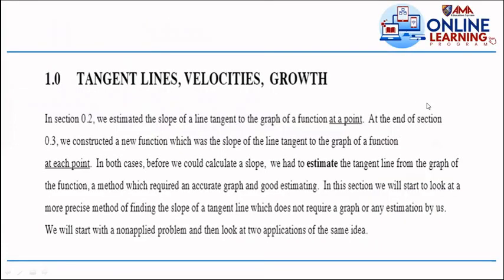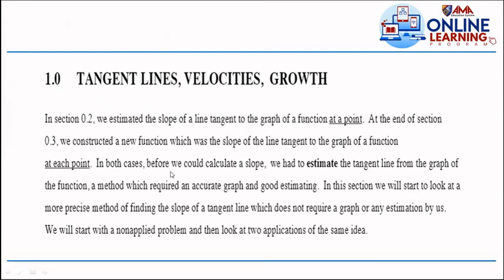In section 0.2, we estimated the slope of a line tangent to the graph of a function at a point. Okay? So I know you already encountered this one slope in your first module. At the same time, we have your D, the distance formula. At the end of section 0.3, we constructed a new function which was the slope of the line tangent to the graph of a function at this point.